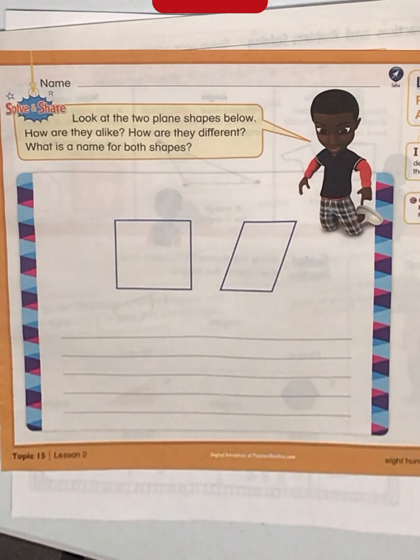Okay, and we can think back to our lesson from last week, and a shape that has 4 sides is called a quadrilateral. So there's 2 things that we could write down for how they are alike. They both have 4 sides and they're both quadrilaterals.